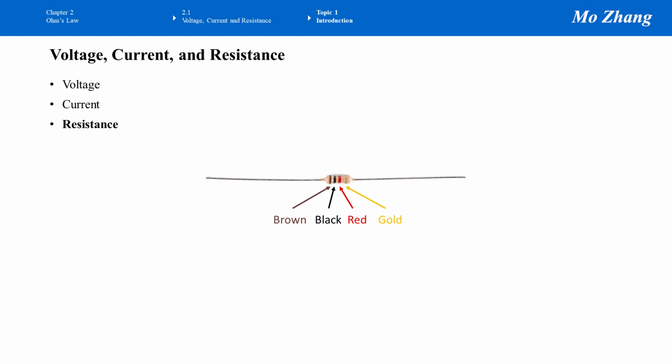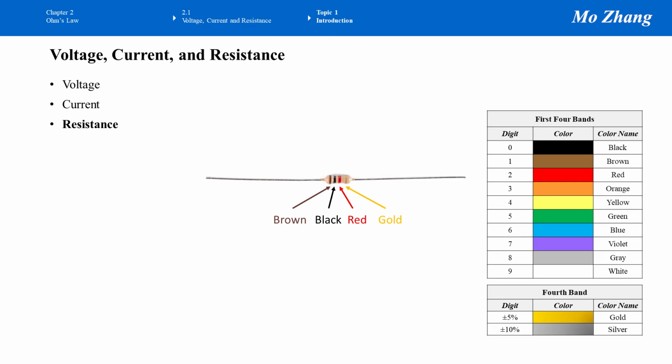Every color represents a number, and these numbers are shown in this table. For example, black color means 0, brown means 1, red means 2, orange is 3, yellow is 4, green is 5, blue is 6, violet is 7, gray is 8, and white is 9. For the 4th color band, gold means plus and minus 5%, and silver means plus and minus 10%.